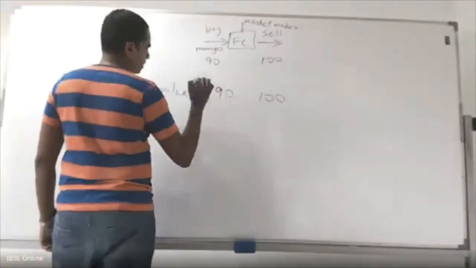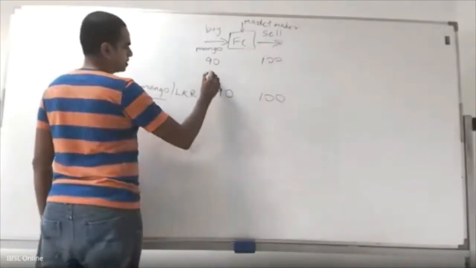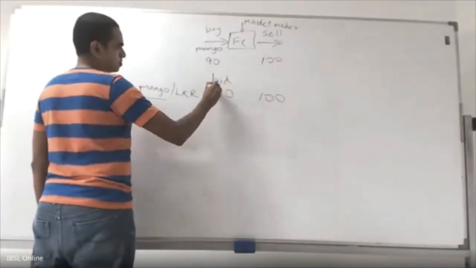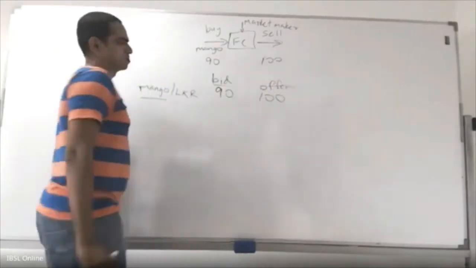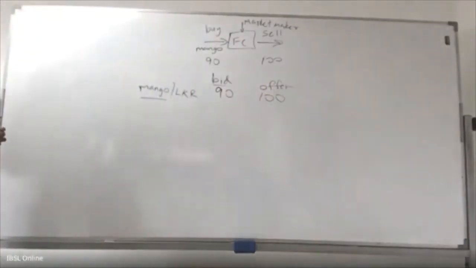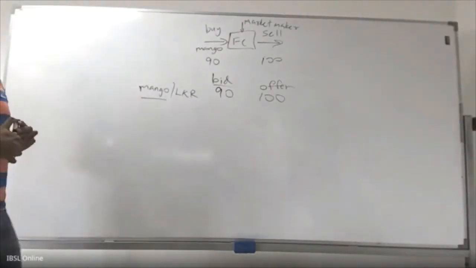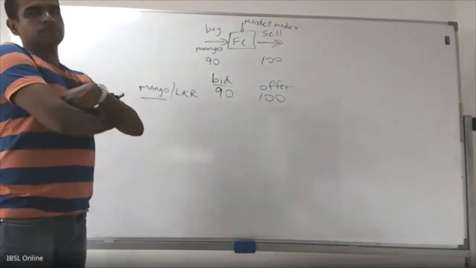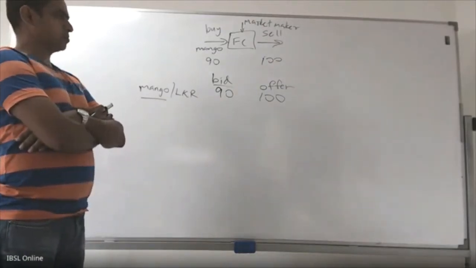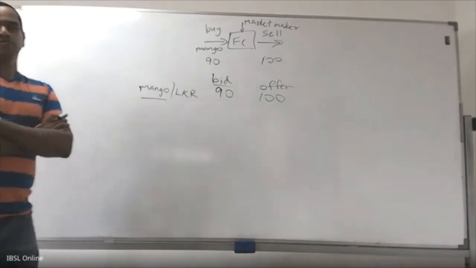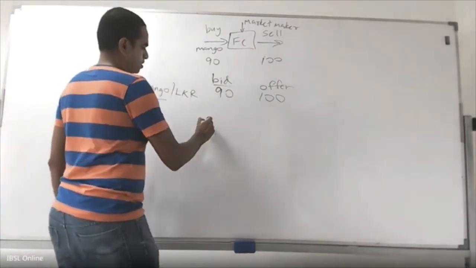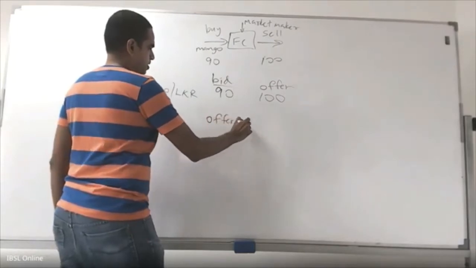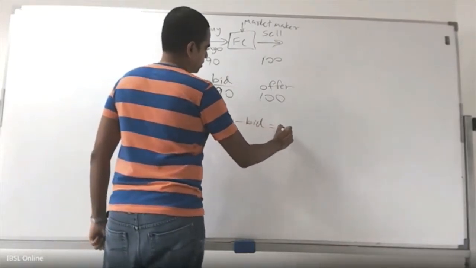So the market maker's buying price is called the bid. Selling price is called the offer. Bid and offer. And the difference between offer and bid, offer minus bid, gives the profit.